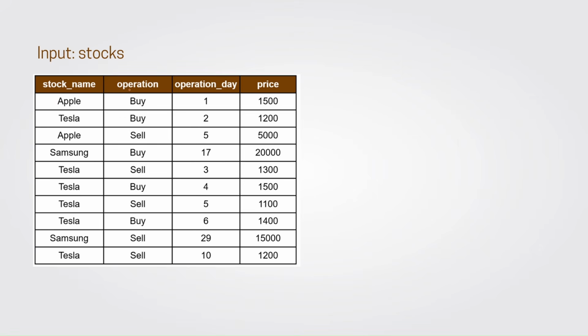The next column that we have is the operation column. That is nothing but the type of the trade. Buy means purchase and sell means selling of the stock. Now, the third column denotes the operation day, which is the day on which the trade happened. Then in the last column, we have the price of the stock, so the transaction price of the stock at that particular time. Okay. Now let's take a look at the output table.